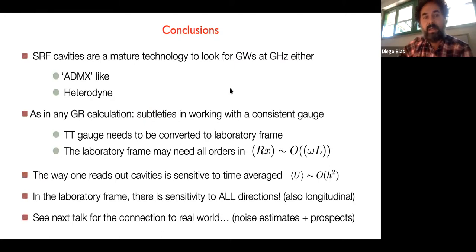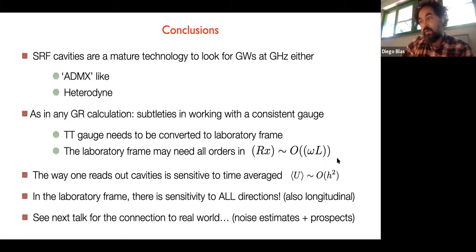So to conclude, superconducting radio frequency cavities are great ways to look for gravity waves at gigahertz. There are these two possibilities, ADMX-like or heterodyne. It's very important though to get the details right. So you have to do things in the laboratory frame. And also you have to take into account that you are doing things where the wavelength is of the order of the cavity size, so the long-wavelength approximation is not enough. You have to go to all orders.